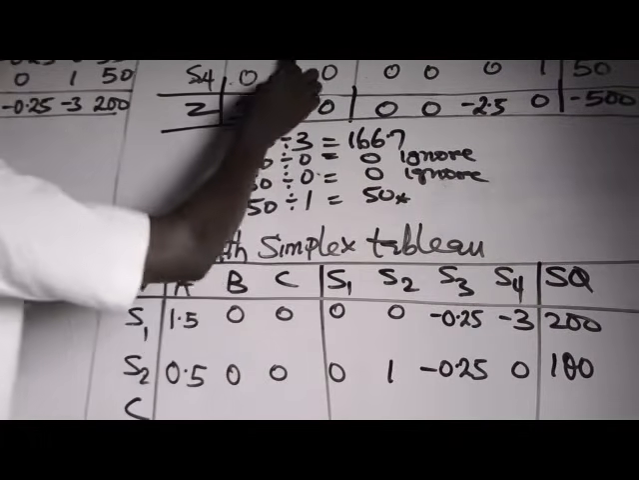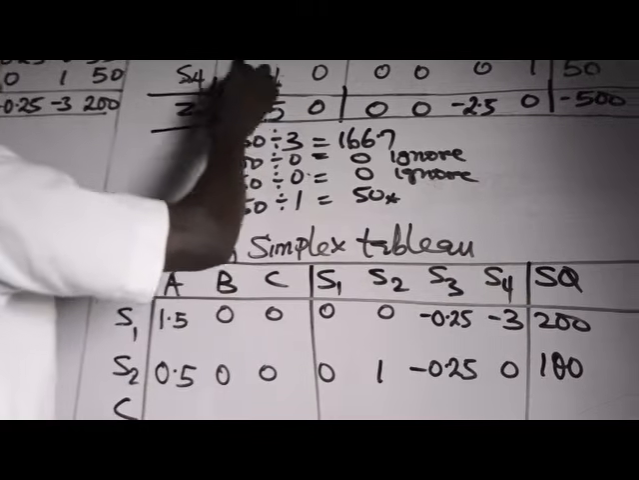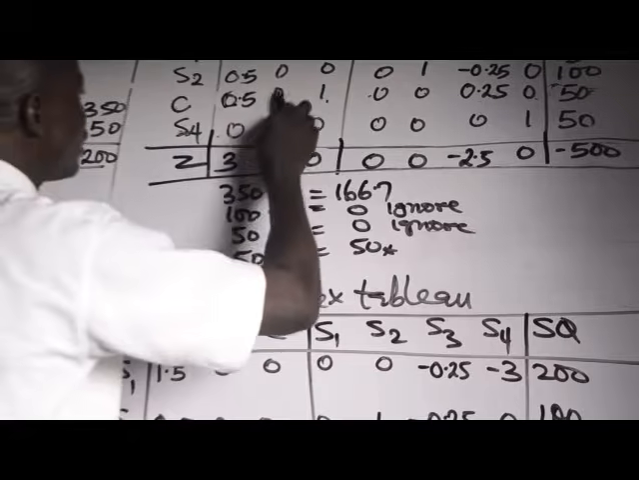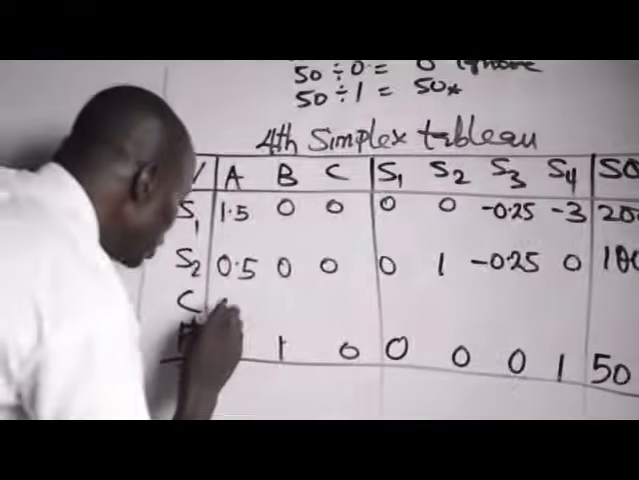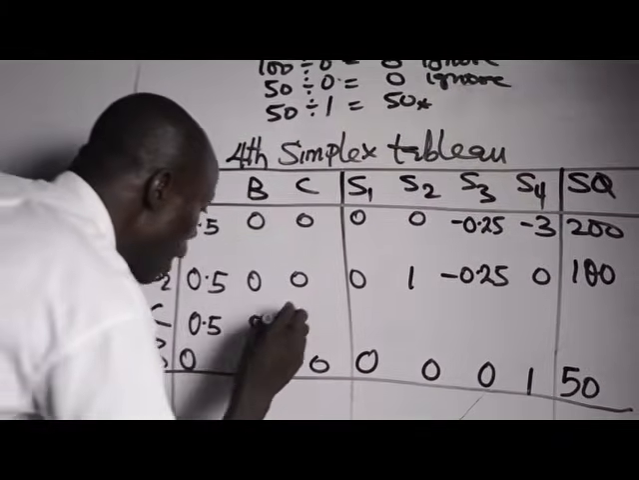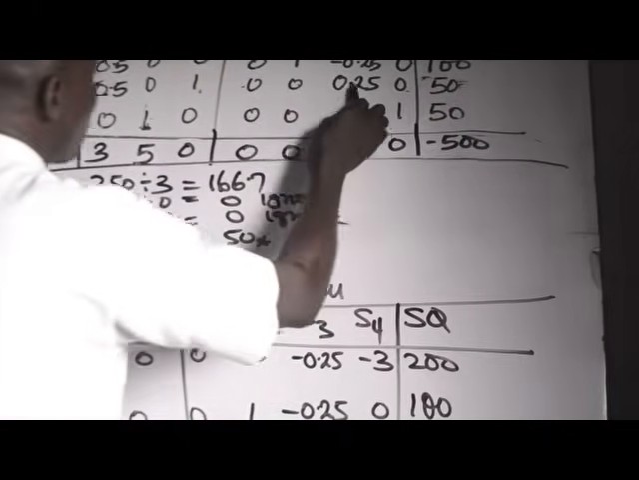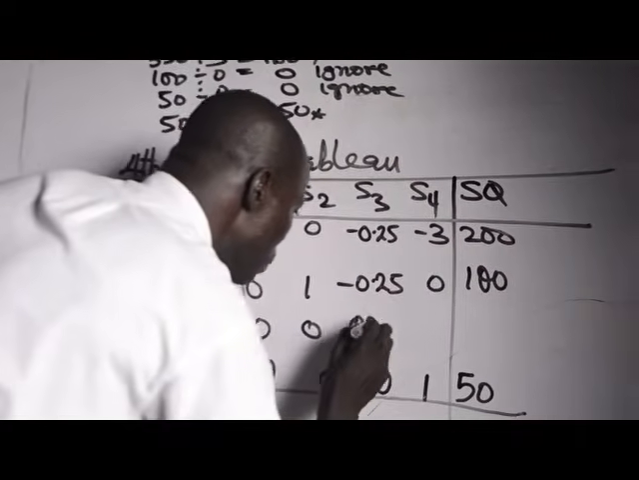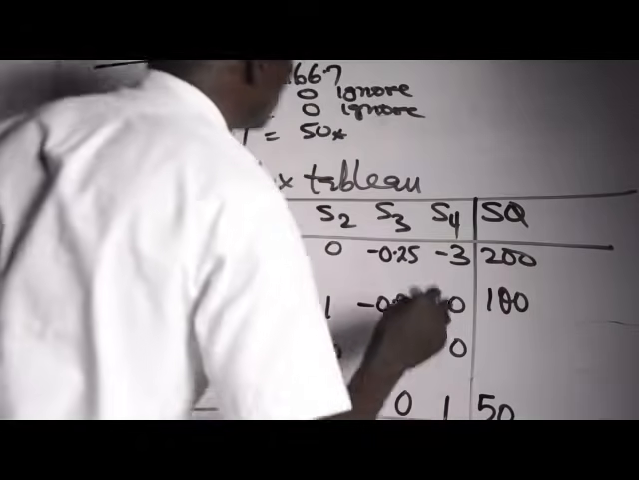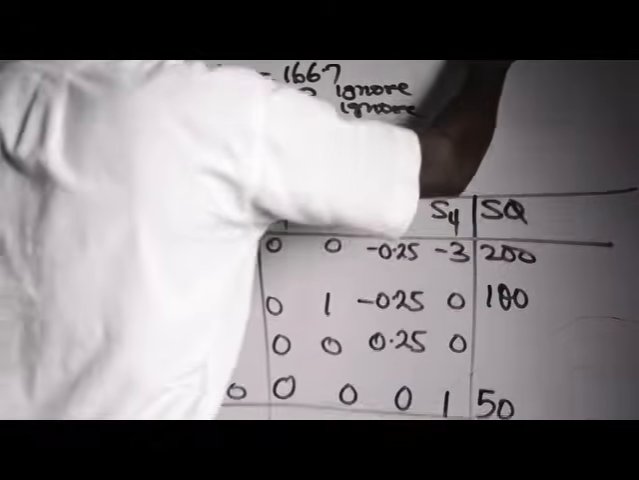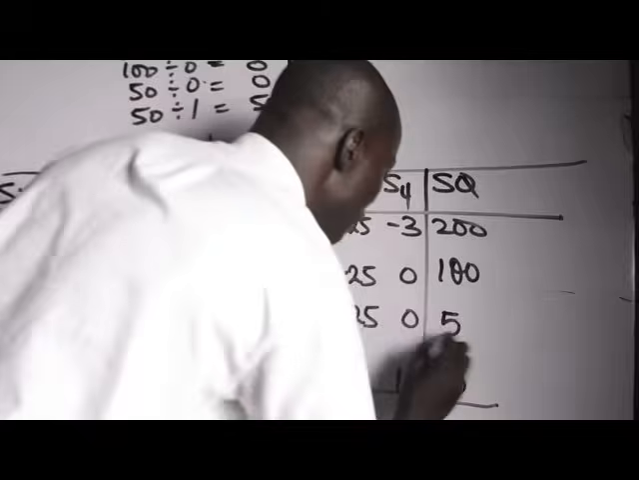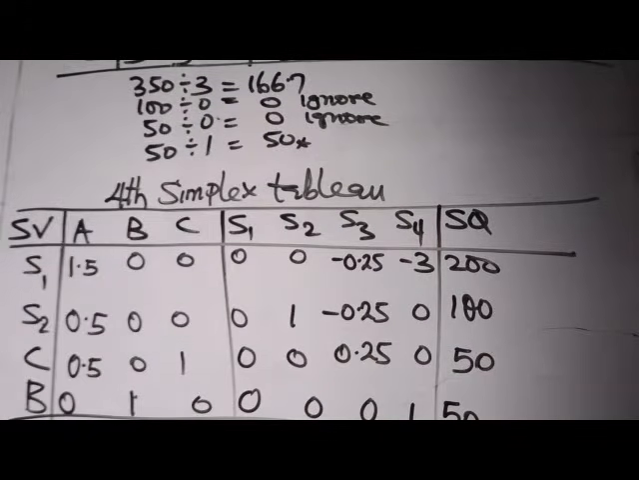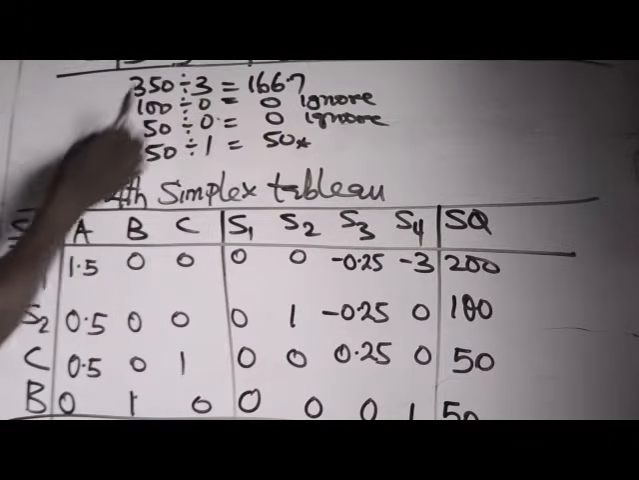Then row C, this is already 0 as well, so you don't need to change anything. So replace it: 0.5, 0, 1, 0, 0, 0, 0.25, 0, 0, then we have 50.